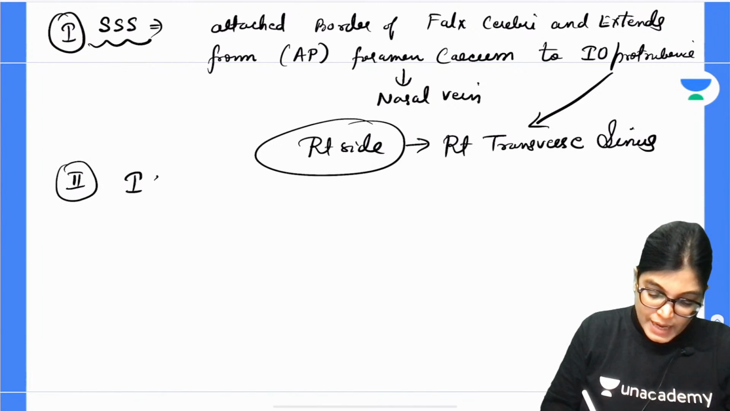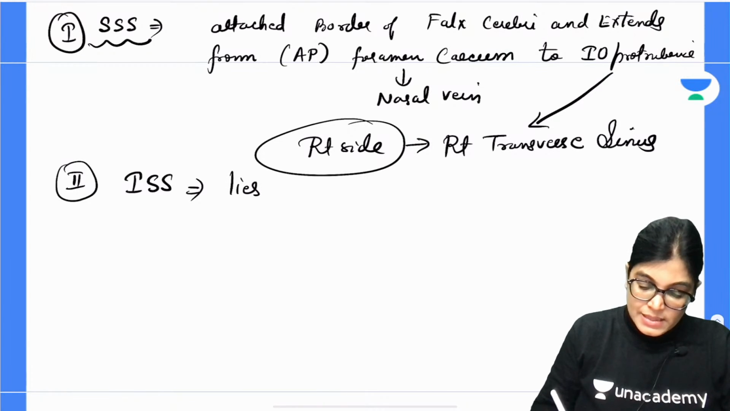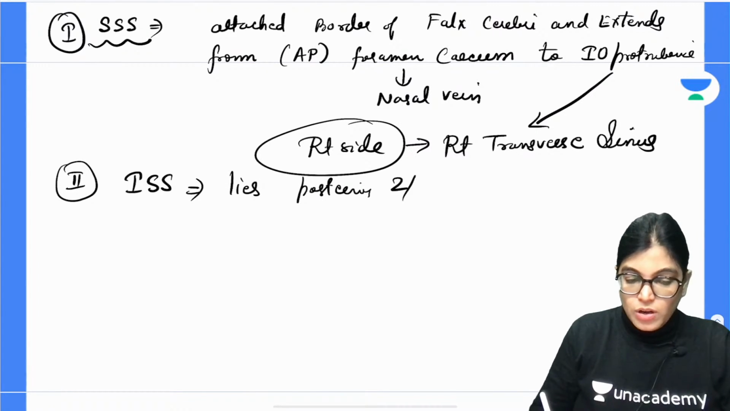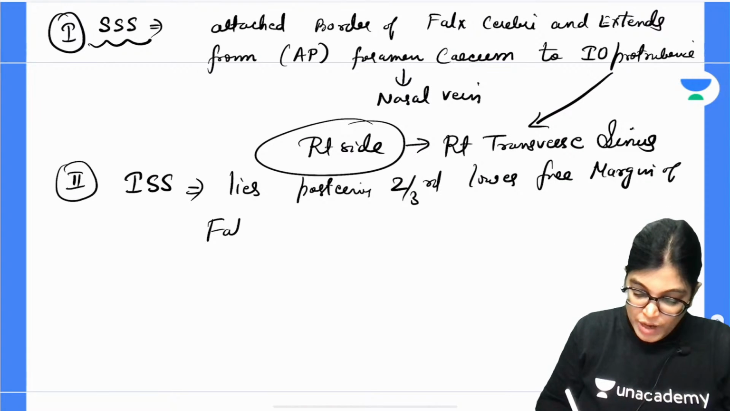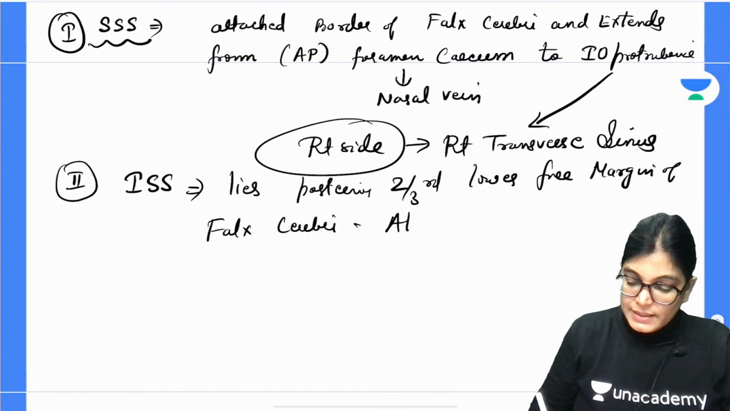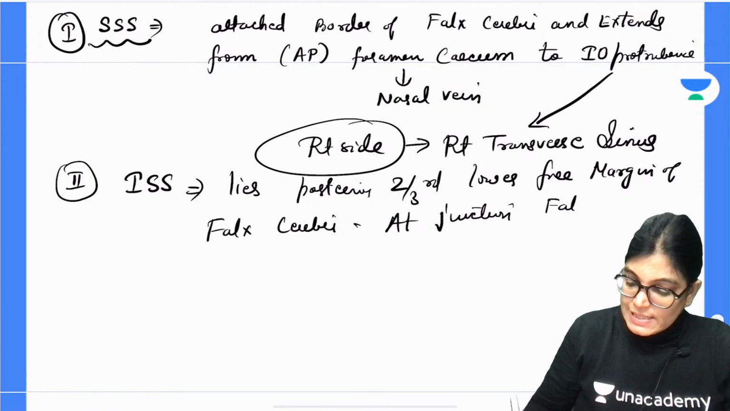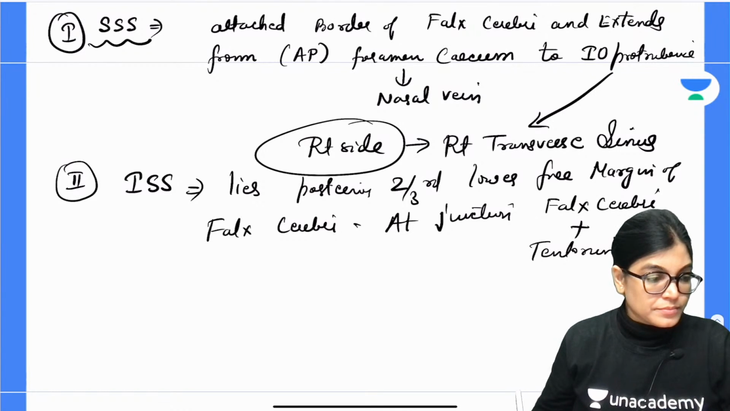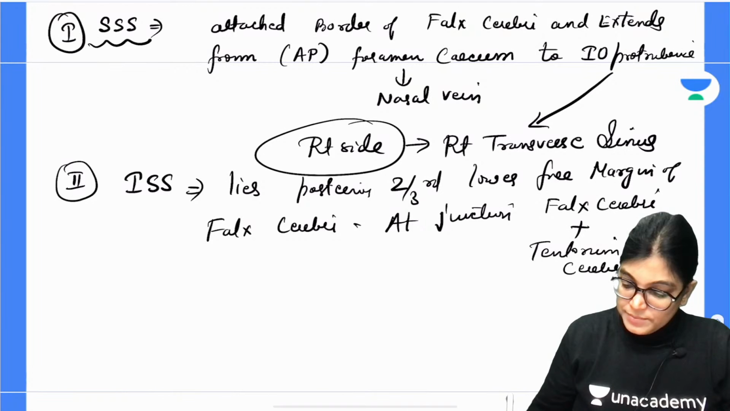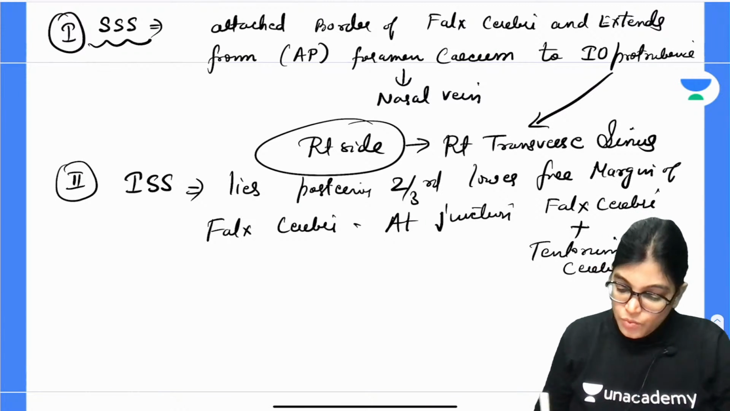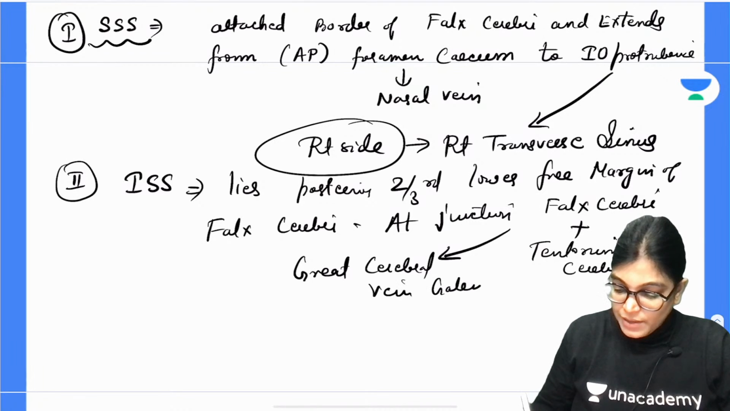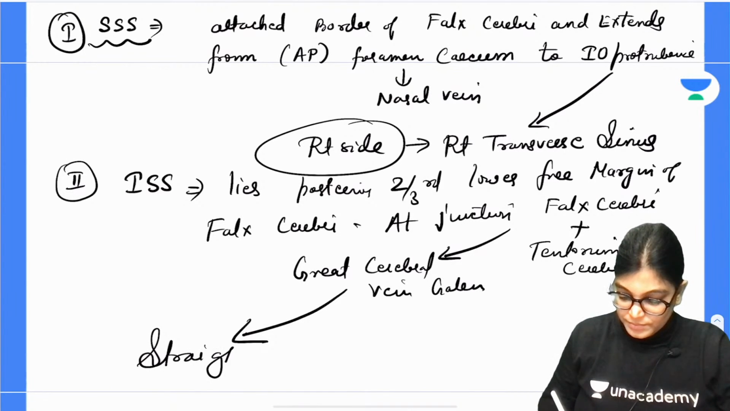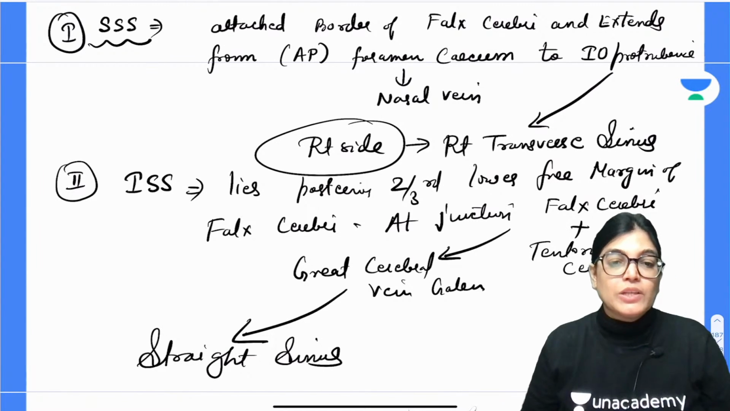Second one is the inferior sagittal sinus. It lies in the posterior two-thirds of the lower free margin of falx cerebri, at the junction of falx cerebri and tentorium cerebelli. The great cerebral vein of Galen drains into it and leads to the continuation as the straight sinus.